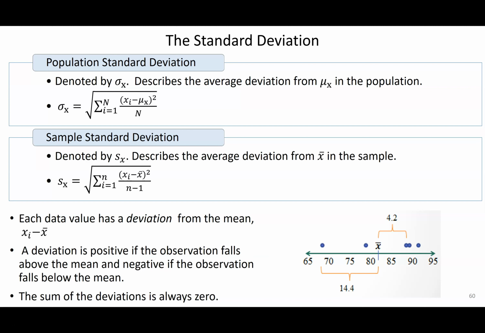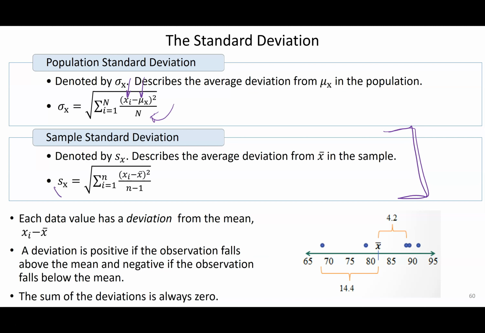So the standard deviation. We want to know, kind of on average, roughly, how far each of the observations is from the mean in a population. So you're going to take every single observation, subtract the mean of the population, square that difference because we want all those differences to be positive, and divide by the number in the population. Most of the time we are not able to find the population standard deviation because we don't have all observations in a population.